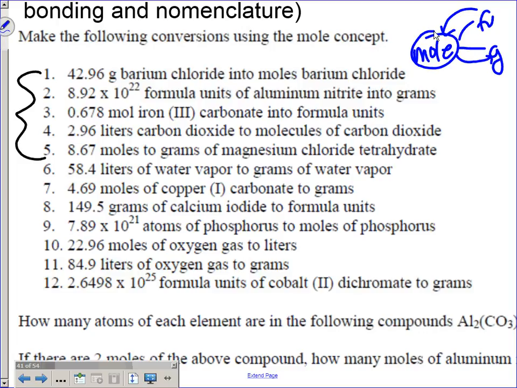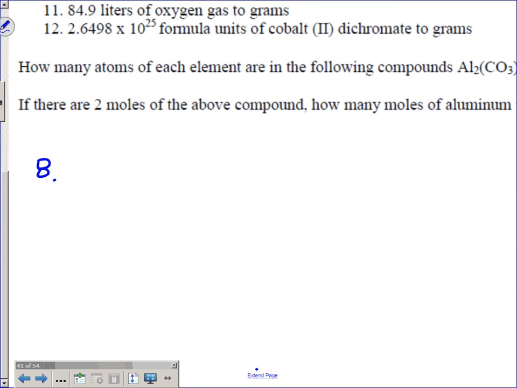and then we'll go from moles to grams using what? Periodic table information. All right, so 8.92 times 10 to the 22nd formula units of what? What is this question? Ooh, formula units of aluminum nitrite.